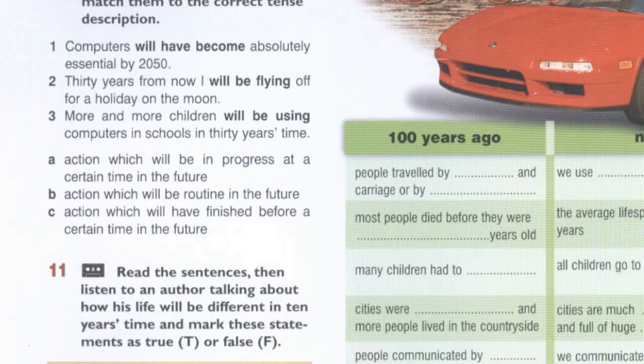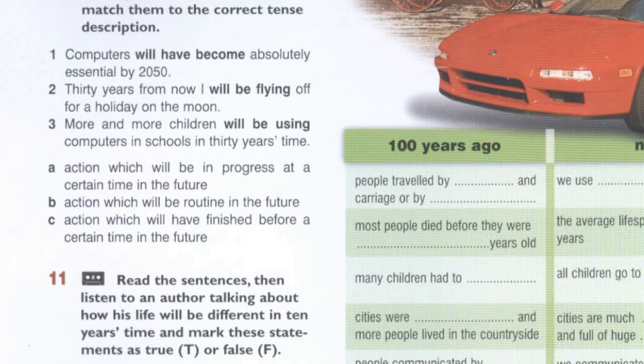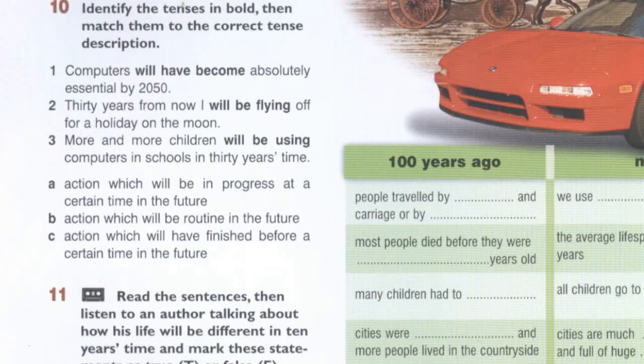Take about 10 seconds and focus on the bold in number 1, 2, 3 first, and try to come up with the title or the tense. Your time is starting now. The first one you can see is written will have become. The second one is will be flying, and the third one is will be using. Okay, the time is over.